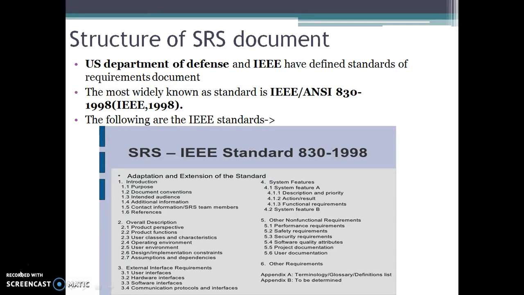Now let us know about the structure of an SRS document. The US Department of Defense and IEEE have defined certain standards of requirements for the formation of an SRS document. The most widely known standard is IEEE. Here in the picture, we can see some of the rules which were declared by the IEEE standards for the formation of an SRS document. Here it consists of 6 different rules, in which it should include the introduction for the SRS document, overall description, external interface requirements, system features, and other non-functional requirements.